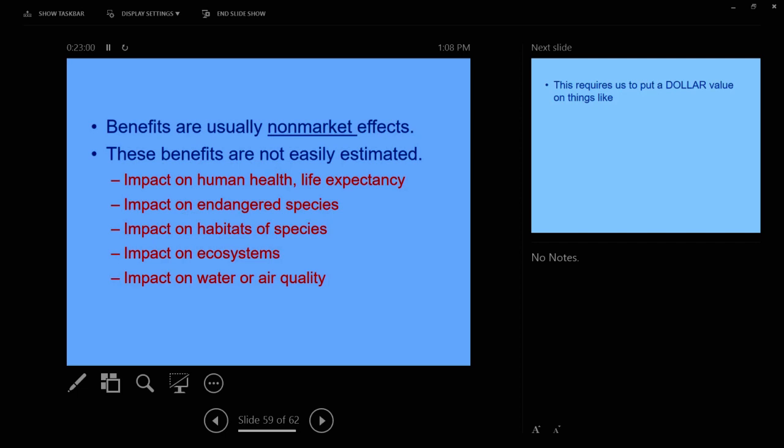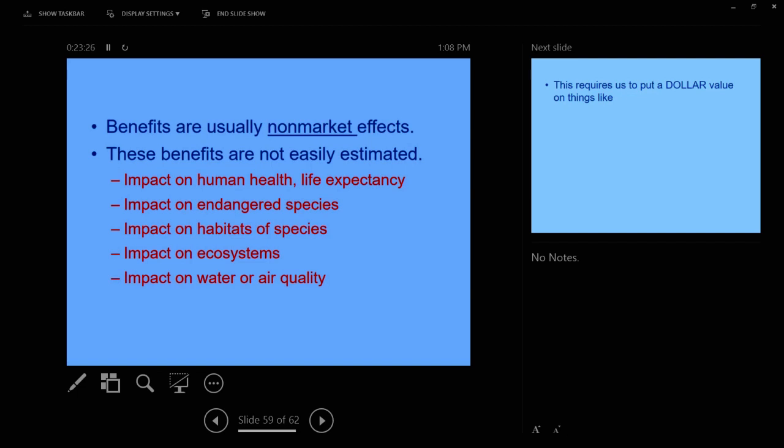Third, we might have something that impacts habitats of species. And of course, that's going to help protect and promote species as well. But I have to put a dollar value on that. That's also not a market effect. Impact on the ecosystems, impact on water or air quality. You see where I'm going with this. Some things are already measured in dollars and cents. But do you agree with me? None of these things are measured in dollars and cents.